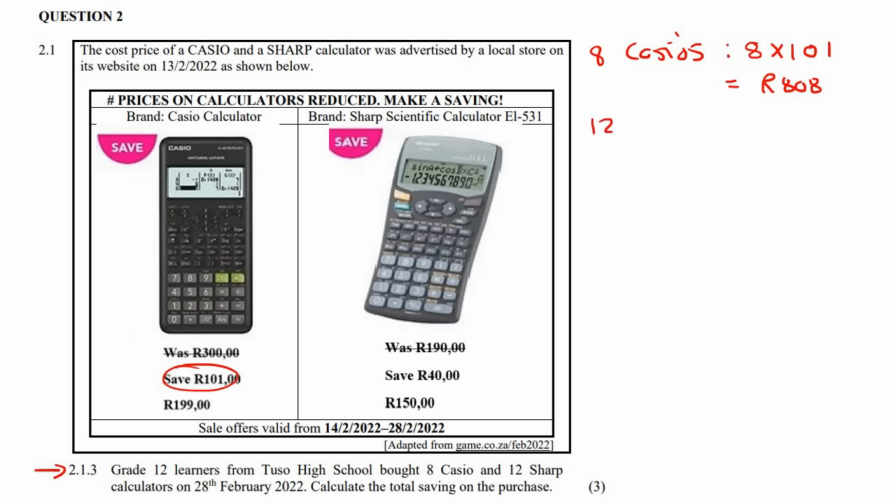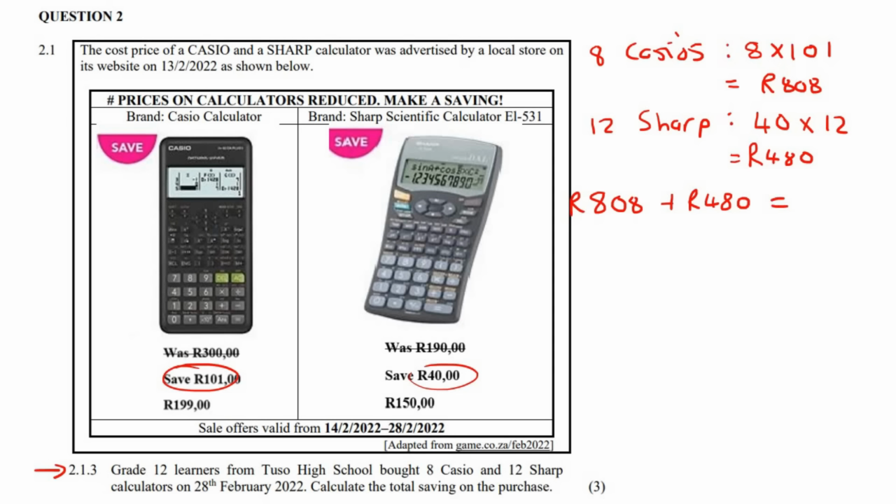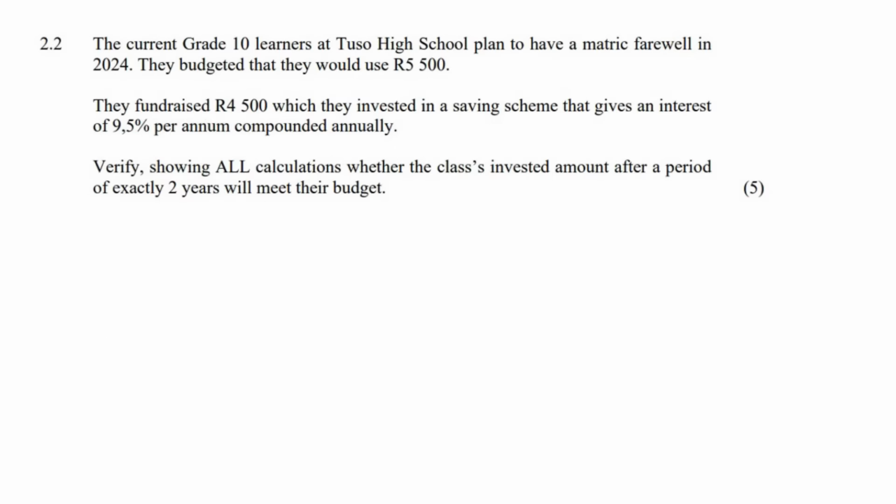Then on the 12 Sharp calculators, for each Sharp calculator, they saved 40 Rand. So you could say 40 multiplied by 12, and that would be 480 Rand. So the total savings would be 808 Rand plus 480 Rand, and that would be 1,288 Rand.